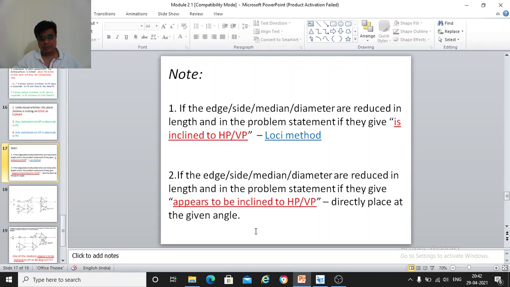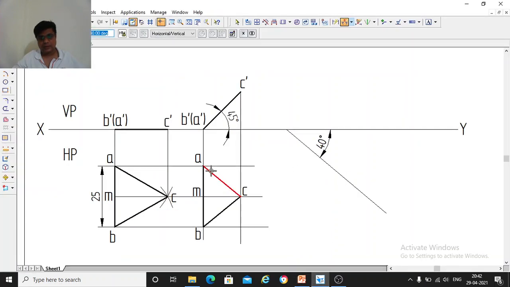If they give appears to be inclined, directly this top view, this CM, you place it on this 40-degree line. Take the point C, measure the length CM, and draw it along this line. So what I am doing is, you have to redraw this triangle so that CM is directly on this line.